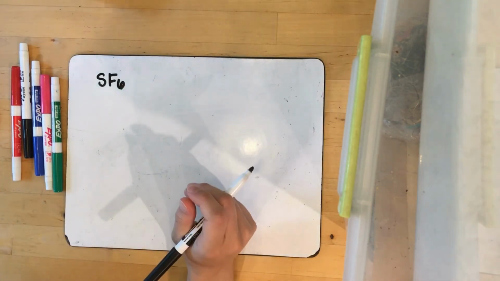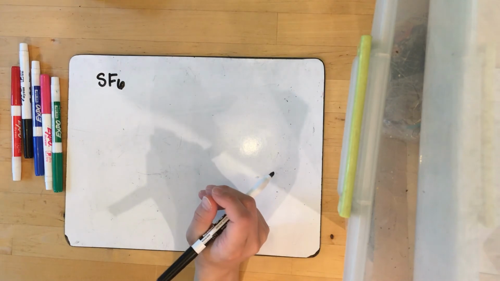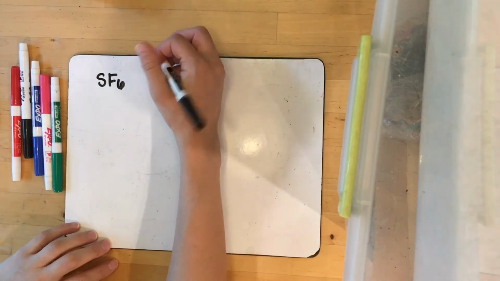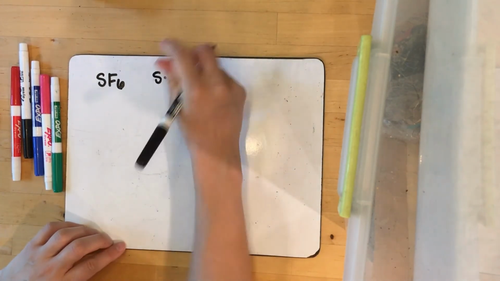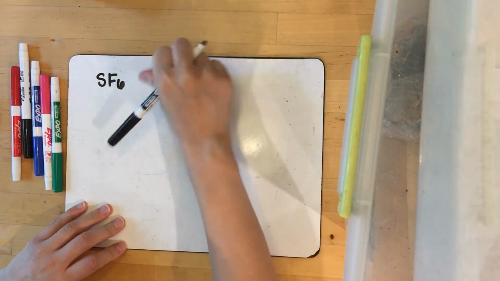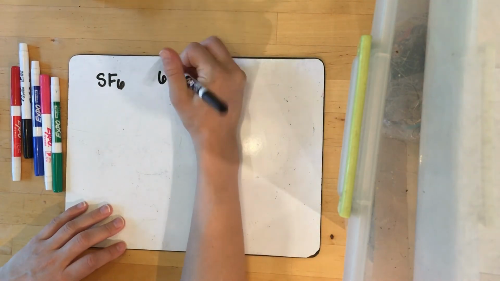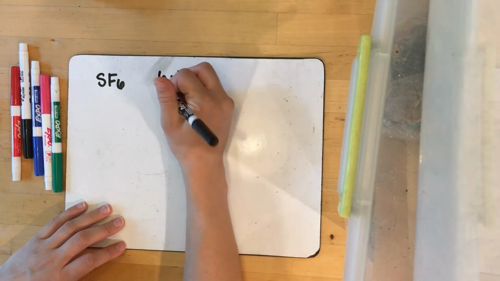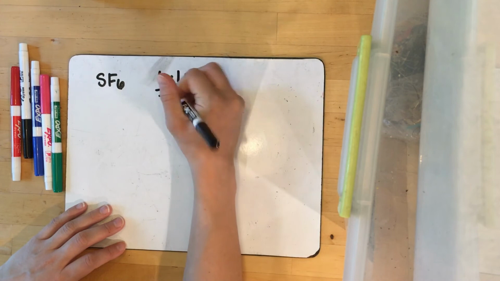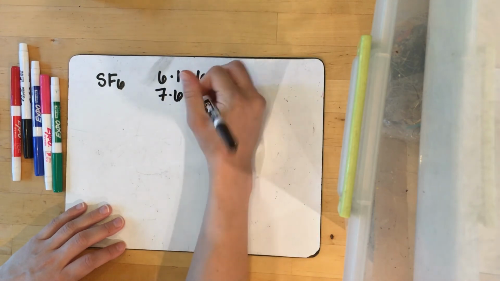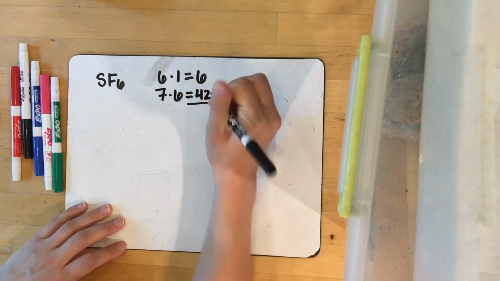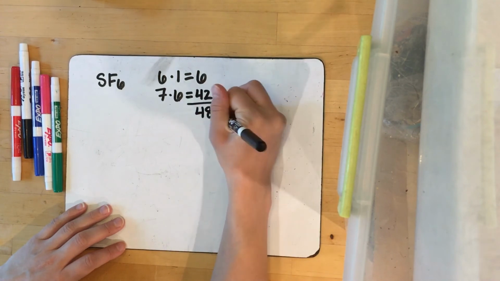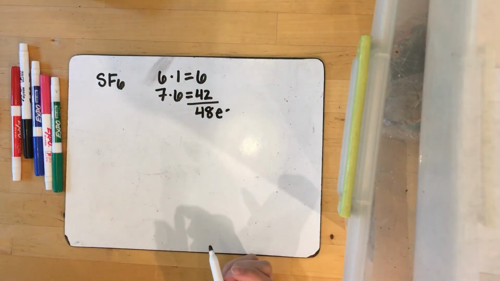Another example here of exceptions to the octet rule is SF6. So let's look at this one. Sulfur has 6 electrons, and there's 1 of them. Fluorine has 7 electrons, and there are 6 fluorines in the structure, so that's 42. So total, we have 48 electrons to go around.